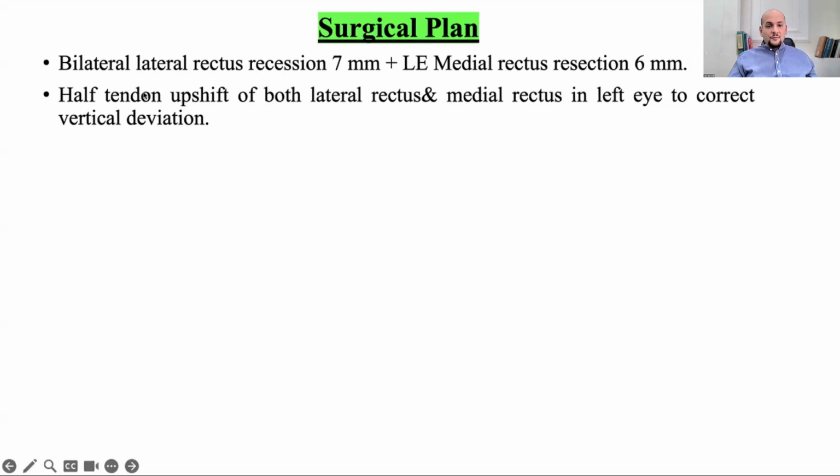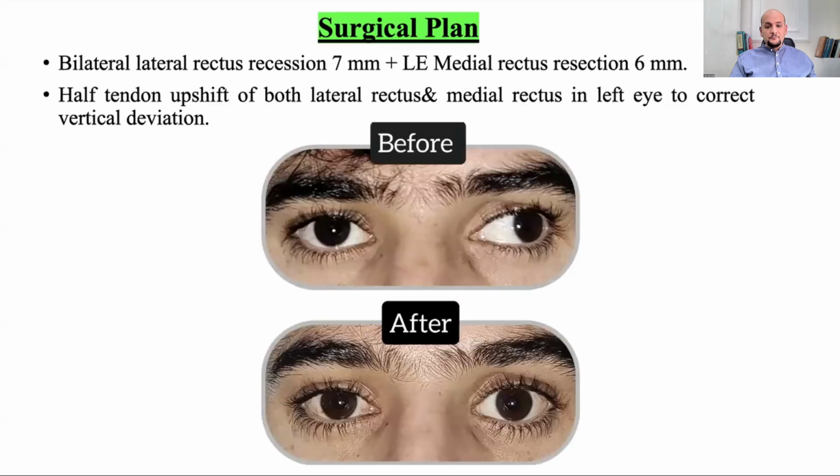I also did half tendon upshift of both lateral and medial recti in the left eye to correct the 9 prism diopters of vertical deviation. This is the picture of the patient post-op. The patient is now orthotropic, and that very simple surgery changed the life of this patient. He had very high self-esteem and confidence after the surgery. It's really fascinating how strabismus surgery can change the lives of patients.